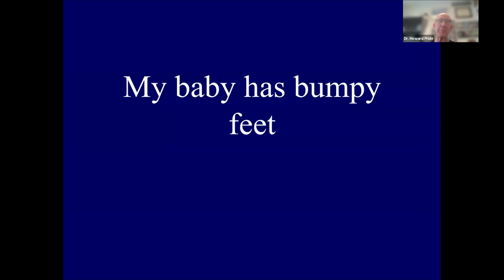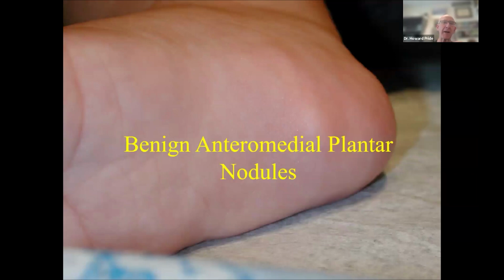My baby has bumpy feet. I suspect this is way more common than I actually get these patients referred to me. But you see at the heel of both of these feet, there's just this very subtle bumpiness to it. And you press on it and it's soft, like subcutaneous fat, buttons in really easily. Again, here, not terribly easy to photograph. Another one towards the heel here. So these are something that's called benign anteromedial plantar nodules.